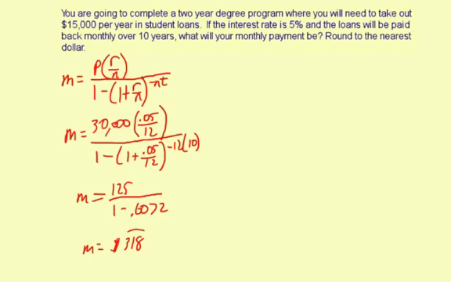So that means the monthly payment is going to be $318 for this student loan. So every month for 10 years, there's going to be a payment of $318 due to pay back the loan for the education.